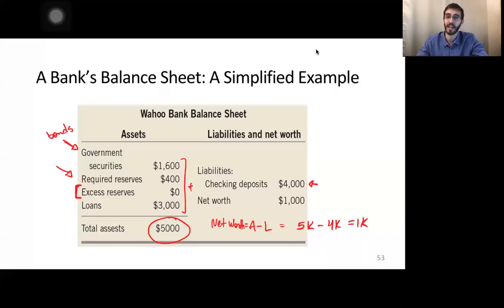And we'll be back on the next slide, the next video, talking more about bank reserves and understanding how this entire money creation process in the banking industry works. Okay.